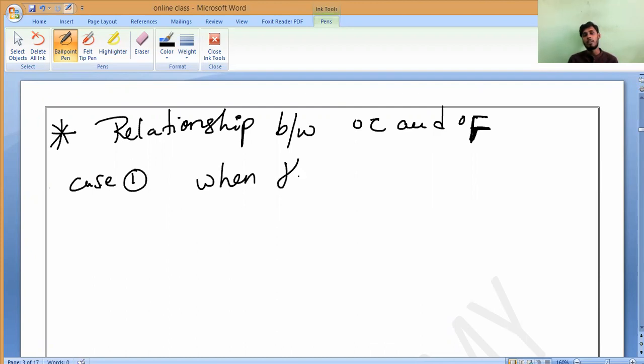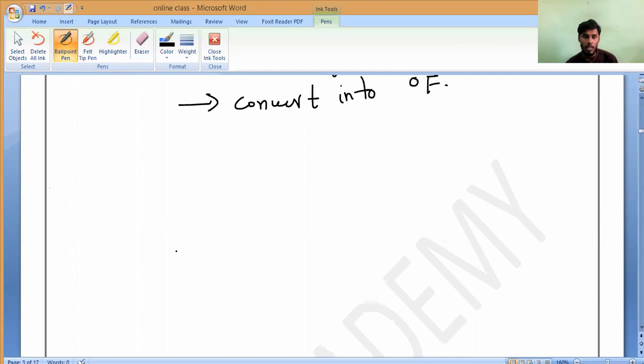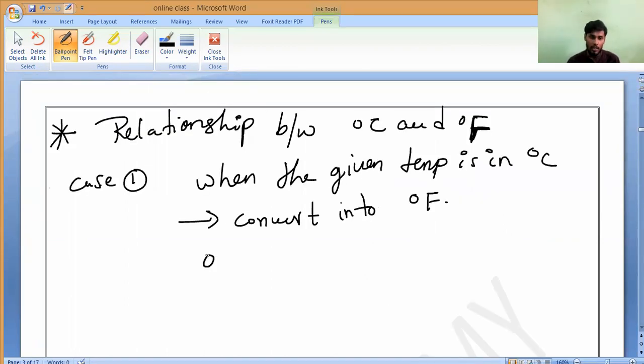Now you see, remember, case 1: when the given temperature is in degree Celsius and we need to convert into degree Fahrenheit. Is it okay, Mari, Hari? So what is the thing? First, who will come, degree Fahrenheit or degree Celsius? Degree Fahrenheit will come because we want to convert into that. Correct or not? Degree Fahrenheit is equal to 9/5 into degree Celsius plus 32. This is what you should do.